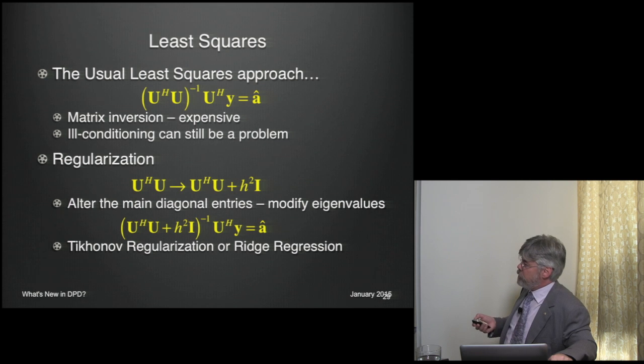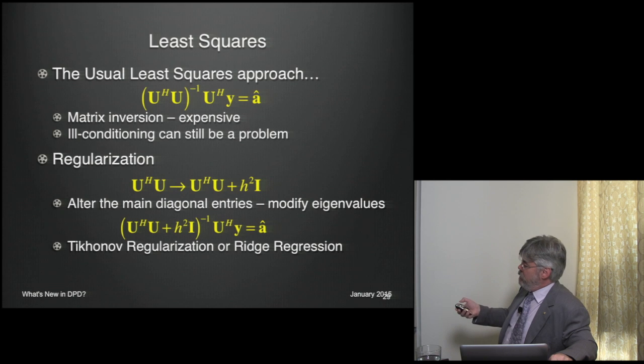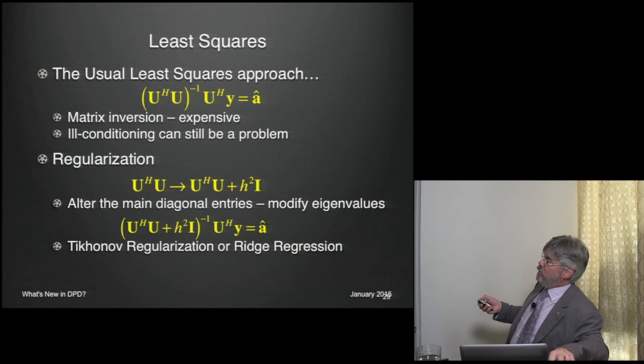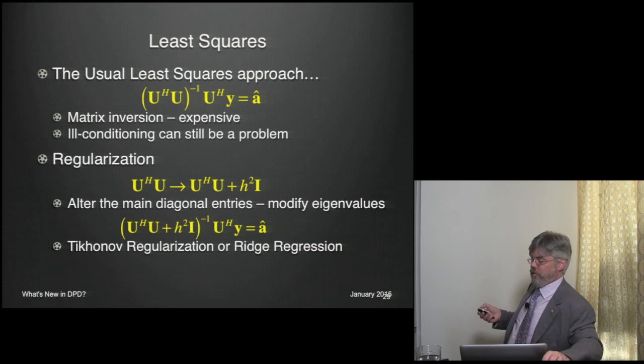Okay, the usual least squares approach that you see in almost every paper on DPD is, you recast this equation: multiply by its Hermitian, then take the inverse and do the same on each side so that you end up with this equation, which is actually quite expensive. Although, because U is not square, you couldn't do a straightforward inverse, with this technique this becomes a square matrix, so you can generate the inverse, which brings us to the next problem.